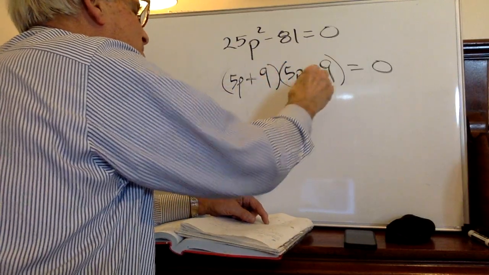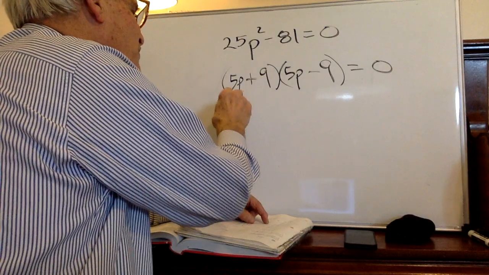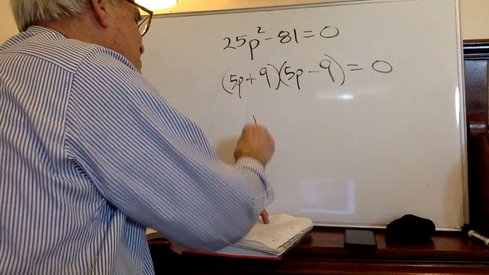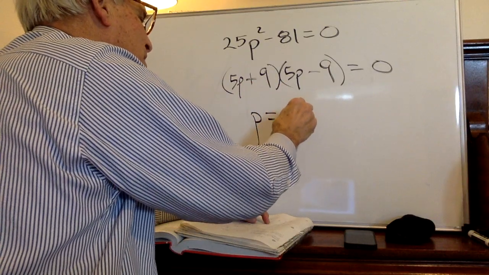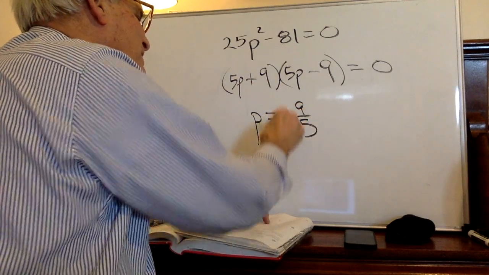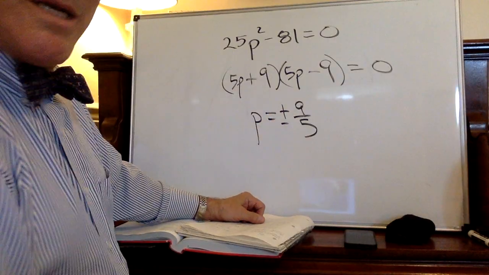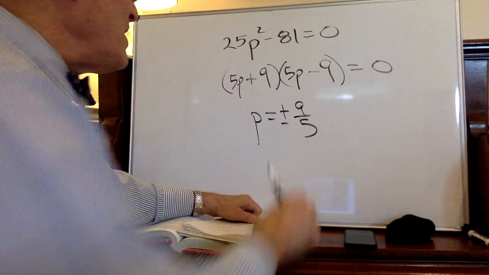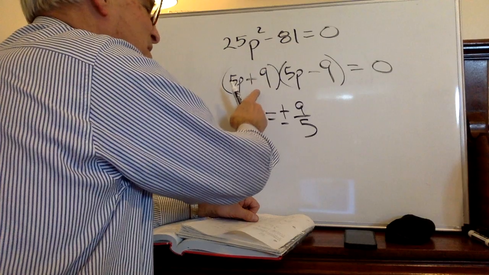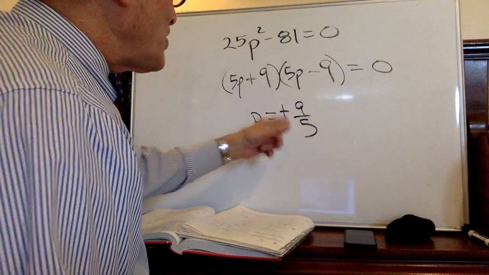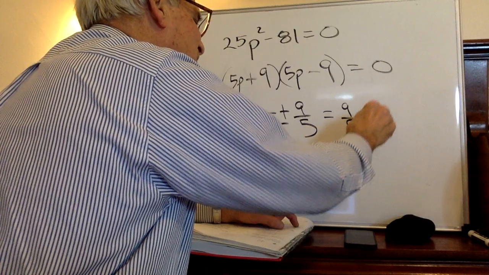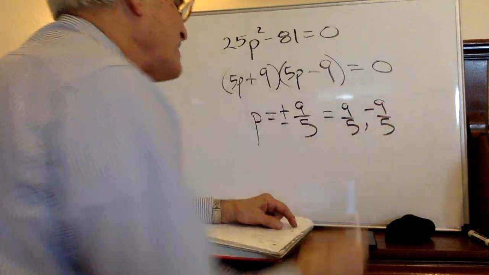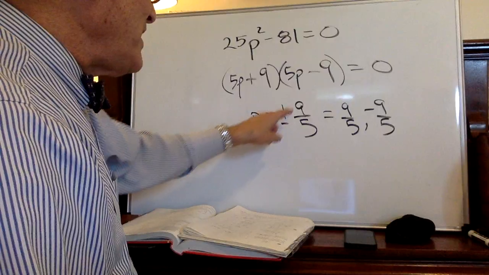So it's the sum times the difference. Therefore, when you set each of these factors equal to 0, you get p is equal, subtract 9 and divide by 5. You get 9/5 and negative 9/5. So you can write it that way if you want. Plus or minus 9/5. This one will be positive 9/5. This will be negative 9/5. The two solutions are that. And again, you can write it that way, or you can go 9/5, comma, negative 9/5. They mean the same thing. Just go plus or minus 9/5.